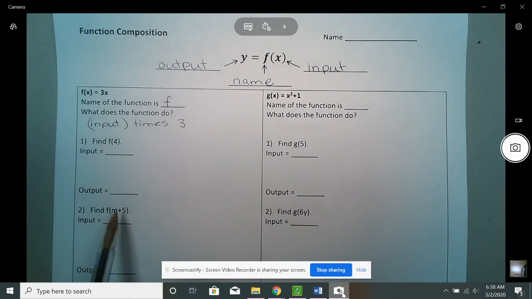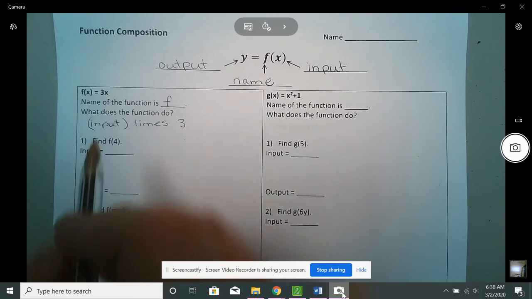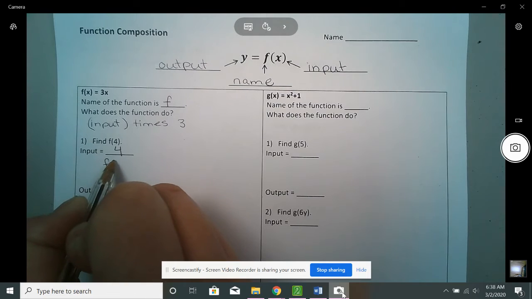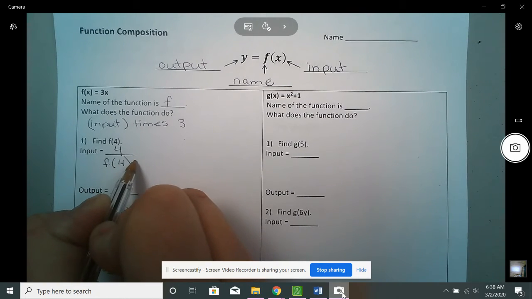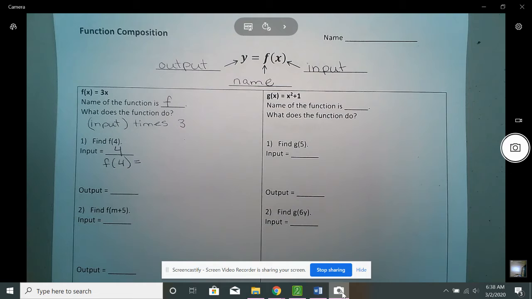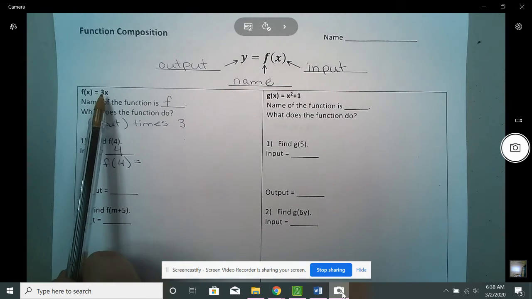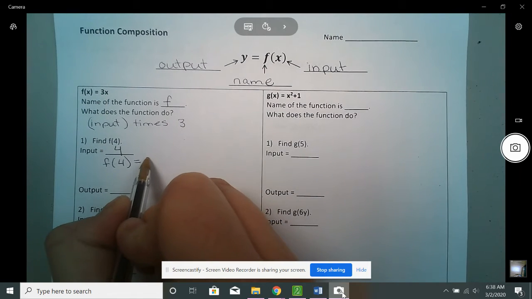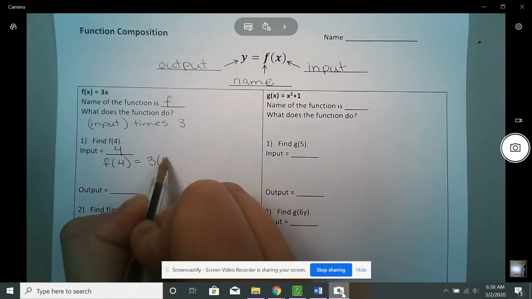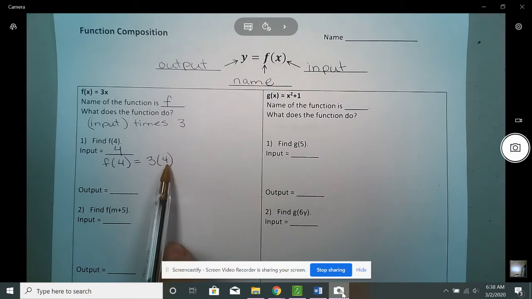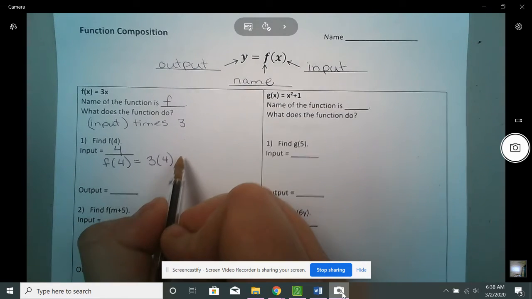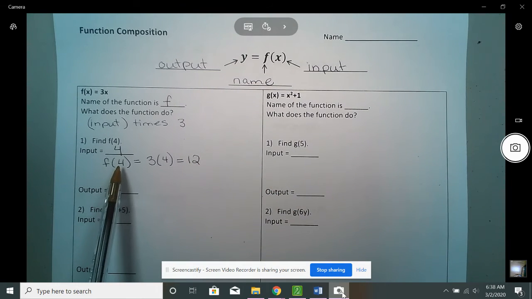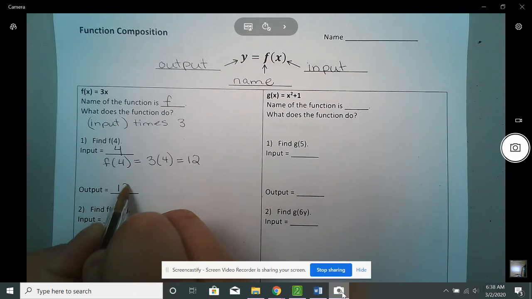So let's check out a couple examples. If we want to find f of 4, that means our input value is 4. It would be written like this. The f function with an input value of 4 is equal to, now let's make sure we understand what the function is doing. It's taking every input and multiplying it by 3. So we would just simply substitute 4 in the place of x. The input is 4 and it's being multiplied by 3. 3 times 4 is 12. Therefore, our input value was 4, our output value is 12.